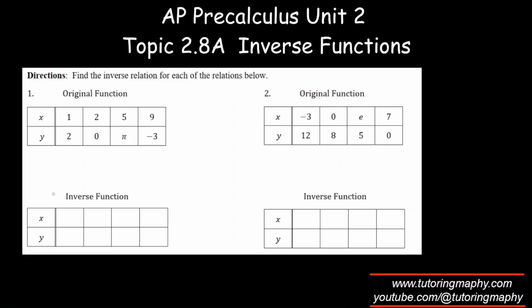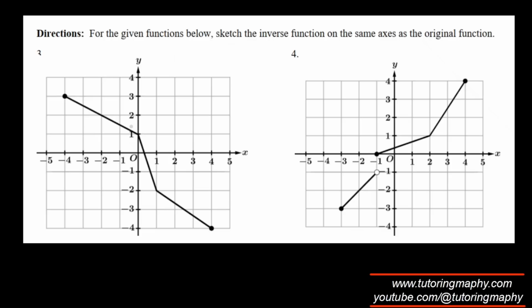So all we have to do is, as we know that for an inverse function, basically x and y positions interchange, right? So if x is 1 and y is 2 in this case, then x will be 2, so 2 will come here and y will be 1. That's all that you have to do. So 0, 2, pi 5 and negative 3 and 9 over here. Likewise, 12, 8, 5, 0 will come here, negative 3, 0, e and 7 will come here.